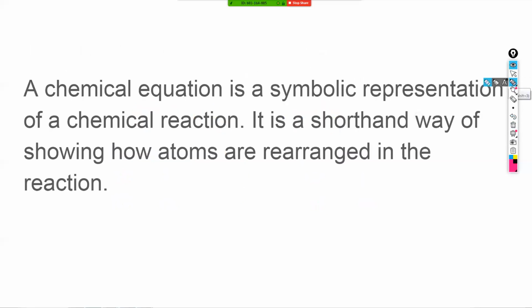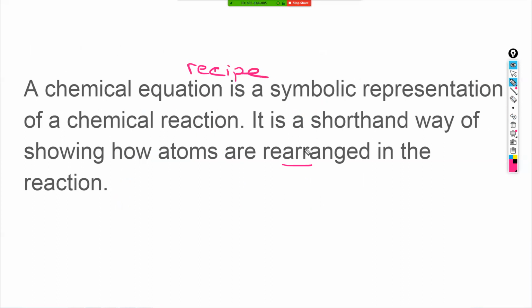All right. So, just as a review, a chemical equation is a symbolic representation of a chemical reaction. It is the shorthand way of showing how atoms are rearranged. Remember, that's the whole idea of a chemical reaction. Atoms are rearranged, bonds are broken and form new ones, and they rearrange. Again, I keep coming back to this analogy of it's a recipe. You have certain ingredients and you have certain products.